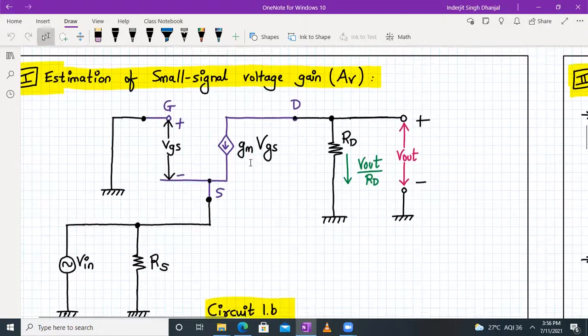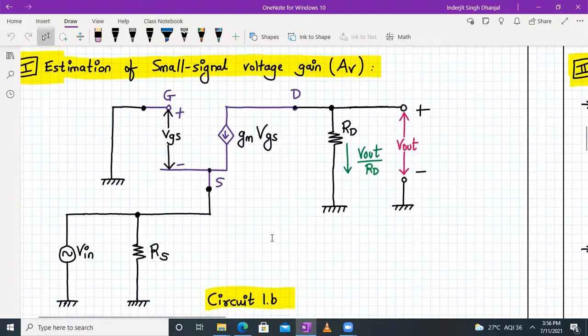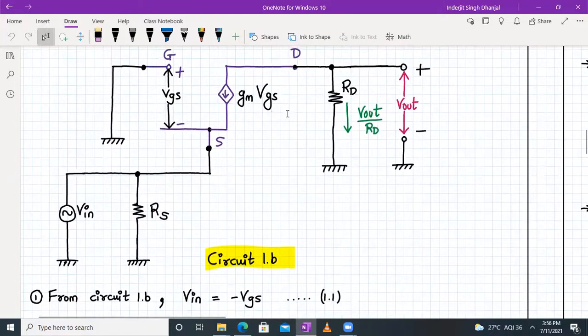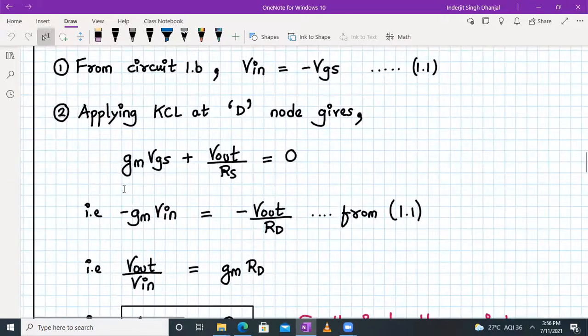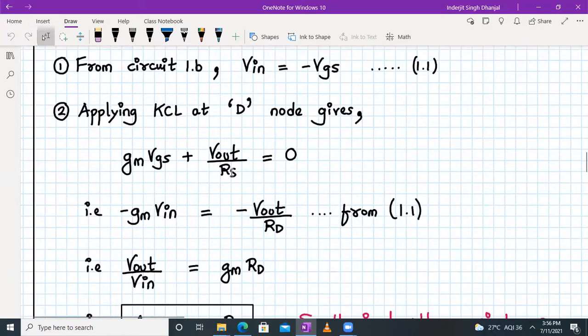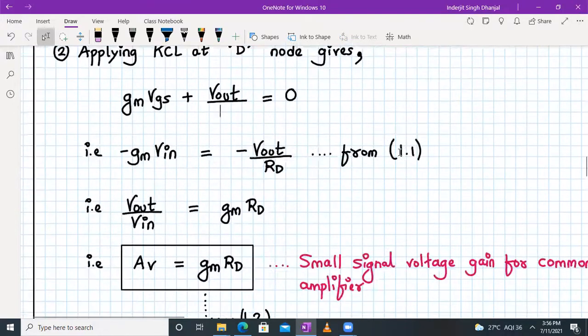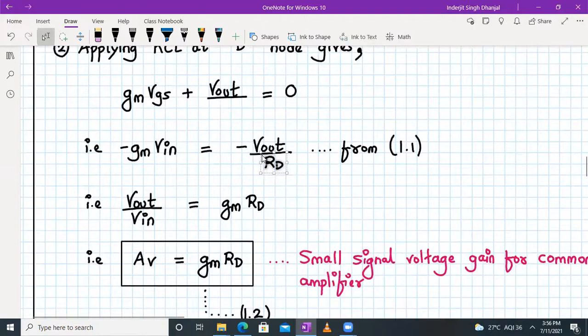Then we apply KCL at the drain terminal. What does KCL say? Incoming current should be equal to outgoing current. Over here, there are two outgoing currents, gm VGS and Vout upon RD. So gm VGS plus Vout upon RD should be equal to 0. That's what we write over here: gm VGS plus Vout upon RS. Actually, it should be RD, not RS. Let me change that. It should be RD. Yeah, I have confirmed it.